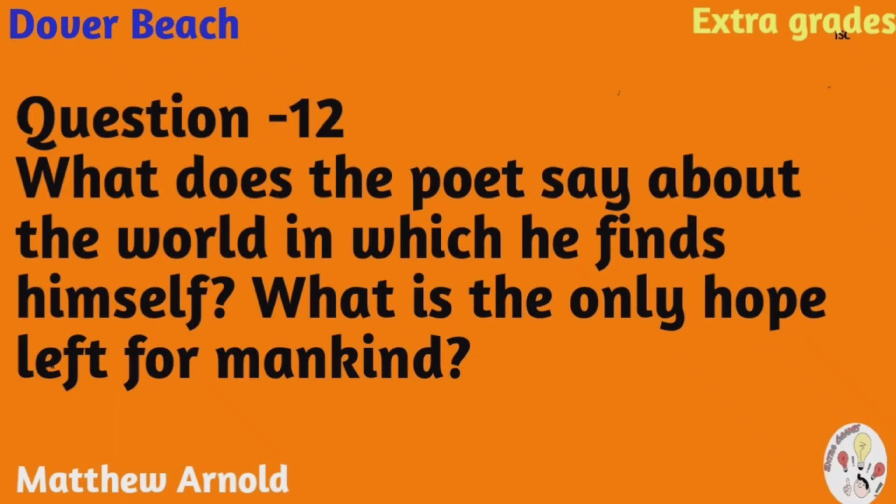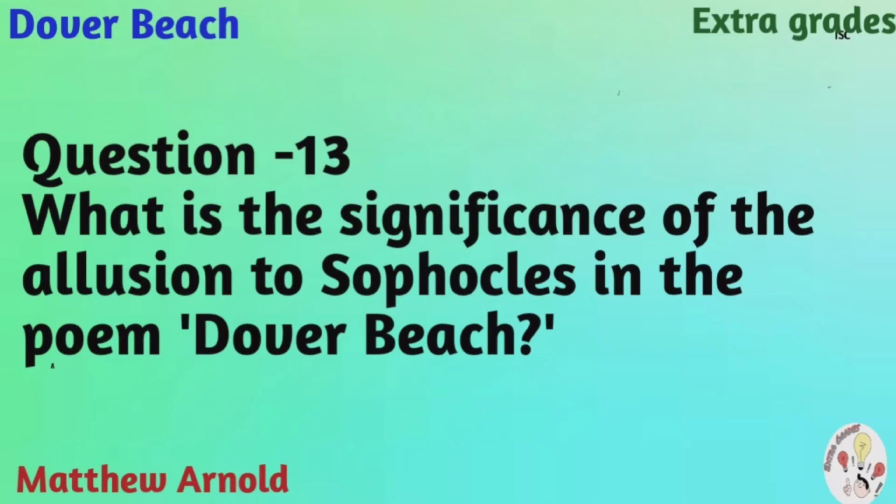Question number 12. What does the poet say about the world in which he finds himself? What is the only hope left for mankind? So you have to write these questions so that you are able to write in the exam. My next question is, what is the significance of the allusion to Sophocles in the poem Dover Beach? These are your practice questions.